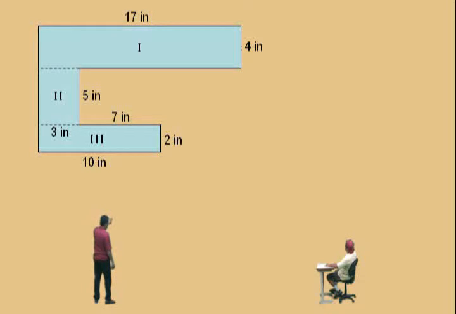Now, rectangle 3. How long is rectangle 3, Charlie? 10. It's 10, and its width is 2. So that 7 we don't need. This is the way I broke it up. And so we have 3 separate rectangles, Charlie.